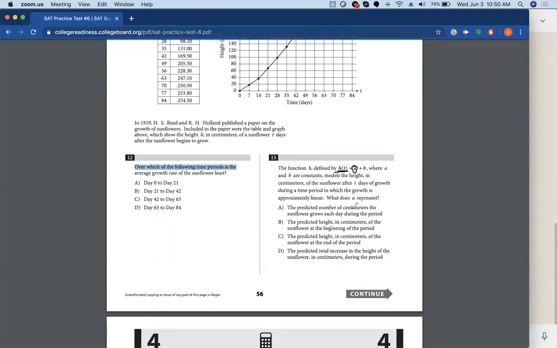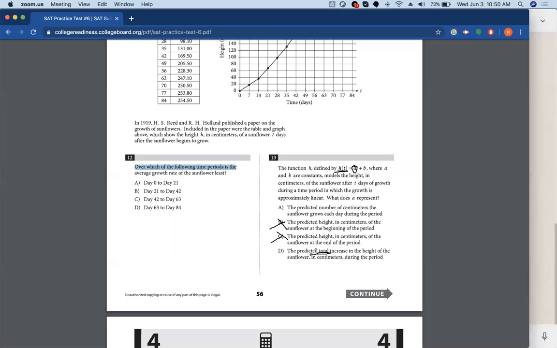So it's basically height divided by time. Let's see, the predicted number of centimeters the sunflower grows each day during the period. Predicted height in centimeters, okay, not at the beginning. The slope models it throughout, it's not just at the start. Not the end either. It models it throughout. Predicted rise total.